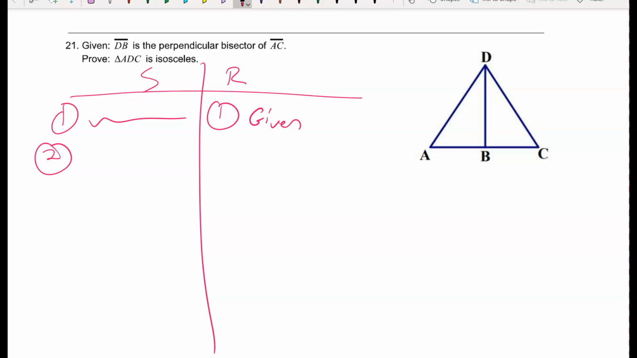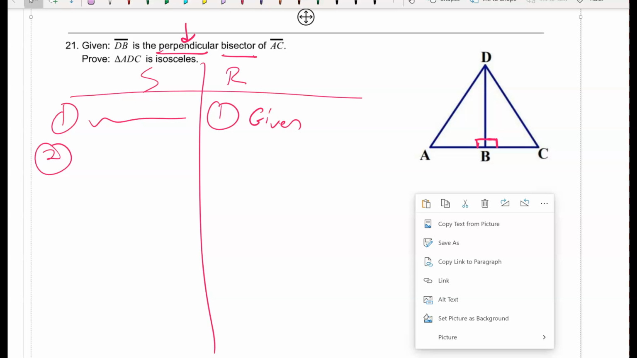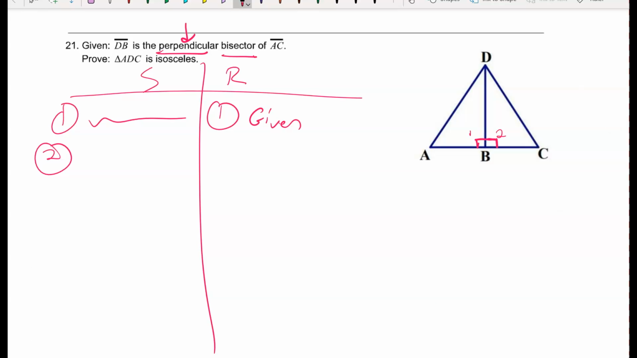It tells me that DB is the perpendicular bisector. That's two pieces, right? The perpendicular part means that it's going to intersect my other side, making right angles. So I'm going to label that as just angle 1 and angle 2. And the bisector part, it's not bisecting that angle up there. Read carefully. It's saying it's the bisector of segment AC. So it's bisecting the segment below down here, saying that AB and BC are the same.